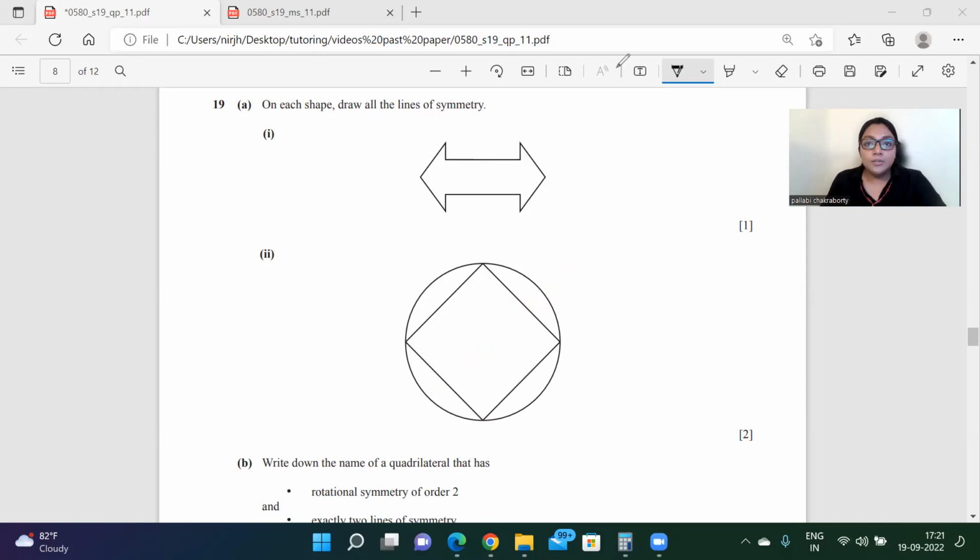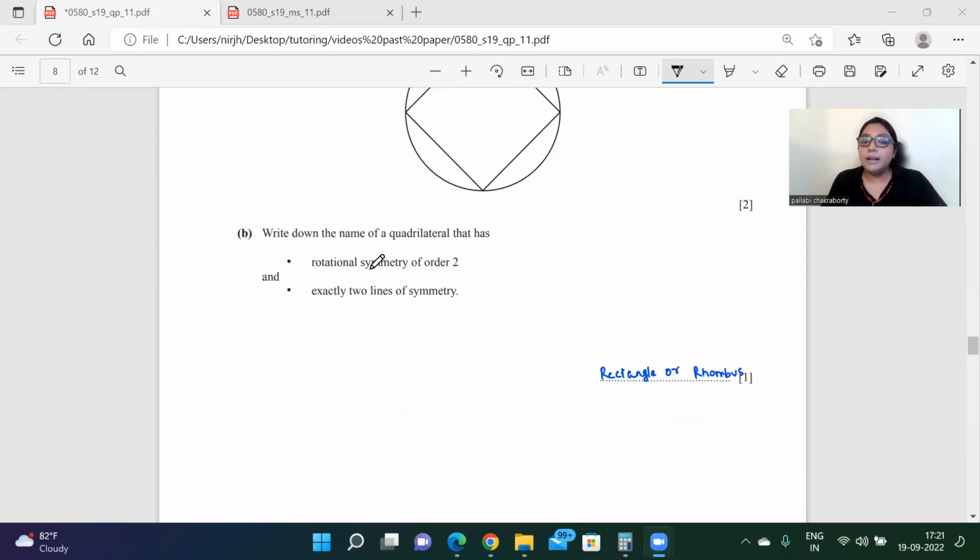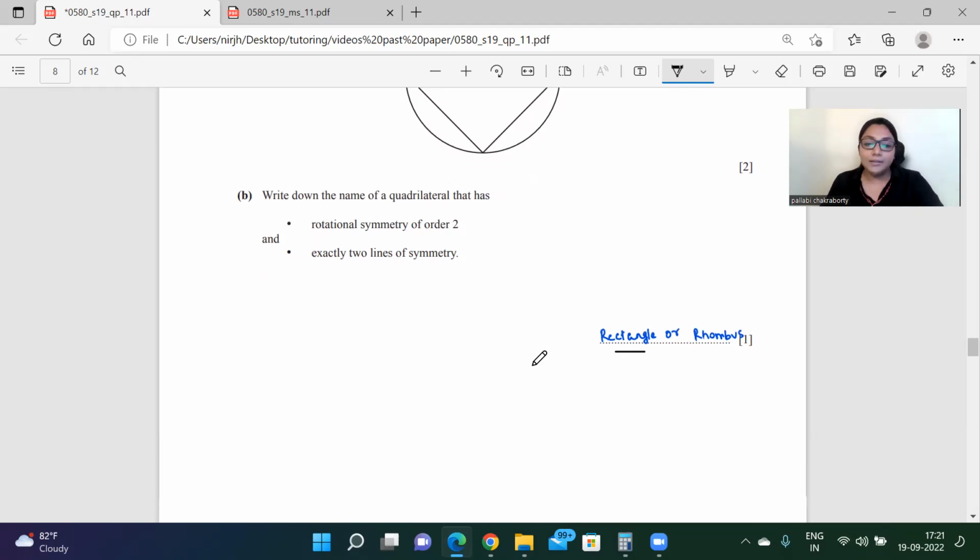Then we move on to the next question. Write down the name of the quadrilateral that has a rotational symmetry of order 2. So it is a rectangle or a rhombus, where you can make exactly 2 lines of symmetry, right? And exactly 2 lines of symmetry, again, it can be a rectangle or a rhombus, right? Both the answers are correct. It's a 1-marker, so you just have to name the quadrilateral.